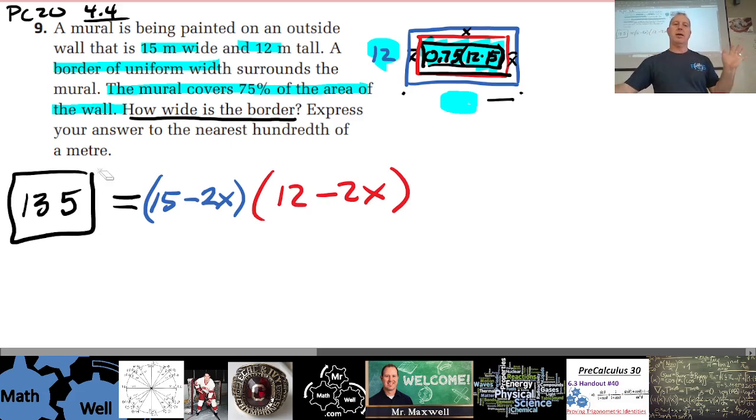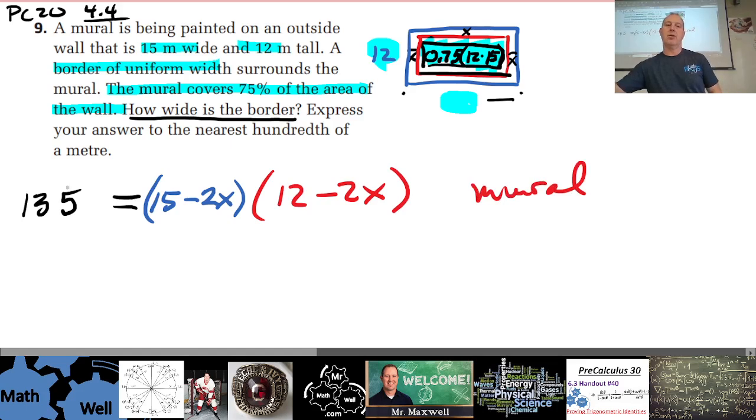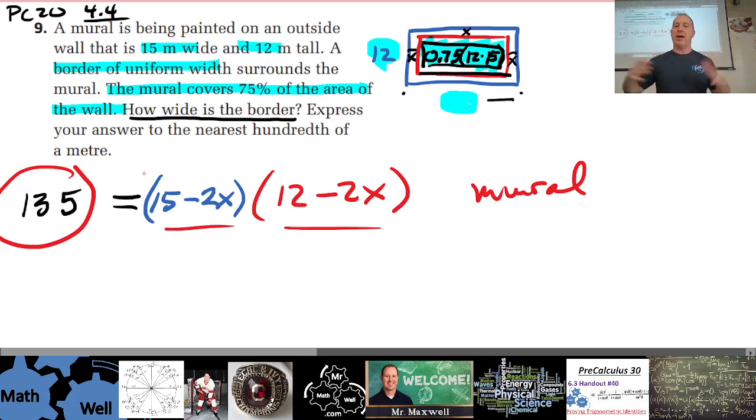Okay, pause there. How does that look for everybody? Understand that? Yes. Okay. So we're focused on the mural. This is just the mural here, right? Here's the area of the mural. It's 75% of the whole wall area, which we determined. This is the length, this is the width, whatever. Okay, so now we have to solve what looks to be a quadratic. We're going to multiply, gather like terms, quadratic, and so on.